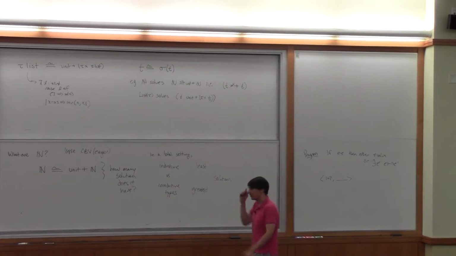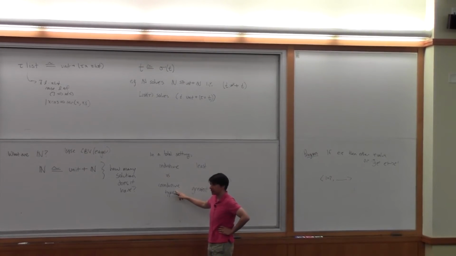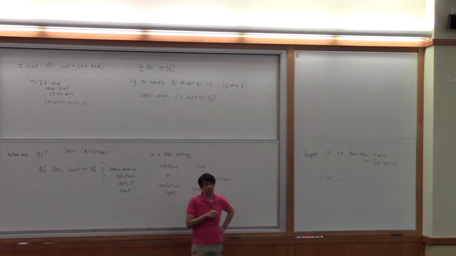Yeah? How do we know that we want the smallest or least solution? Or do we always want the least solution? Well, what I'm trying to argue intuitively is that the natural numbers have the property that they are the least solution. Well, yes. But then we could also have a greatest solution to the equation? Yeah. Right. So what happens if we think about the greatest solution to this equation?